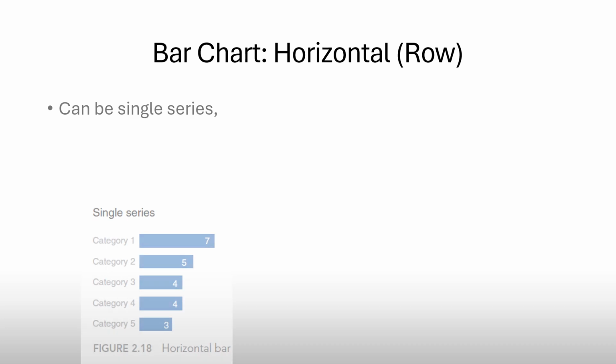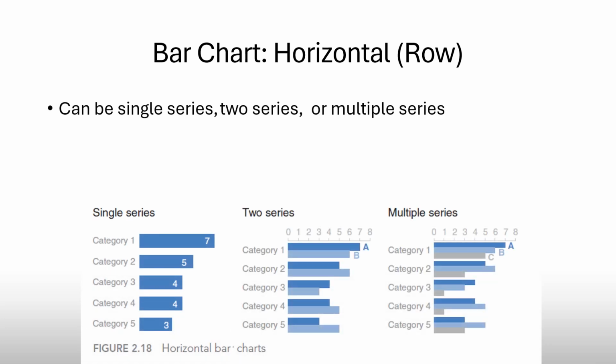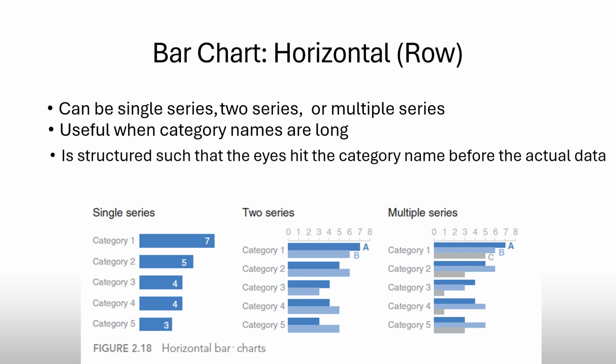As with the vertical chart, we can have a single series, two series, multiple series with a horizontal or row chart. It is useful when category names are long. It is structured such that the eyes hit the category name before the actual data. Therefore, before your audience sees the numeric data, they already know the name of the data, the category.